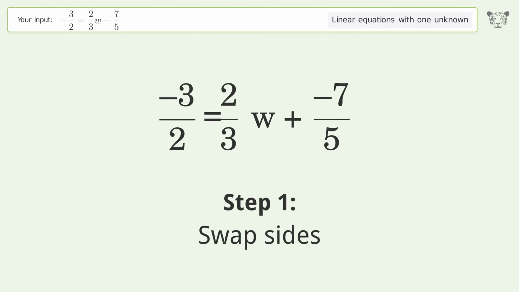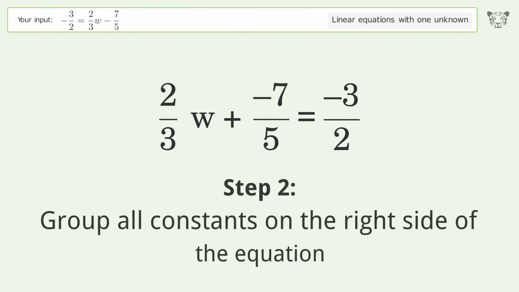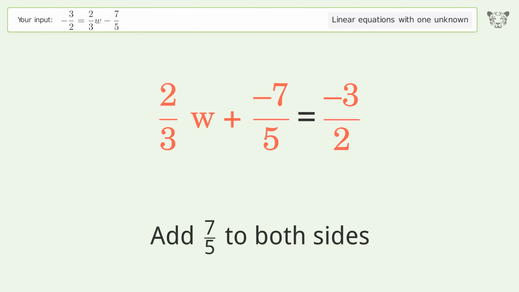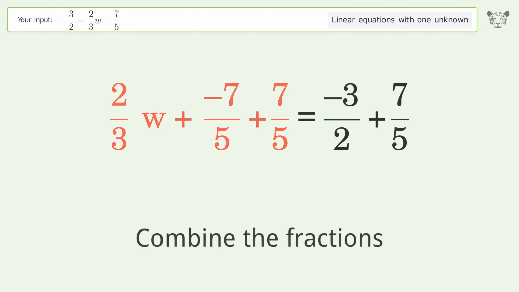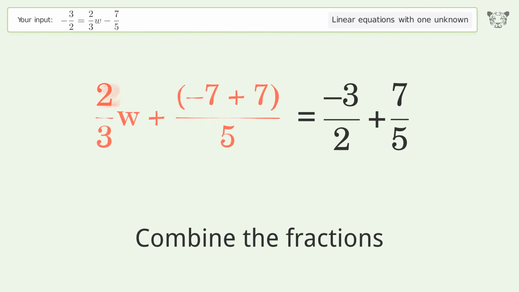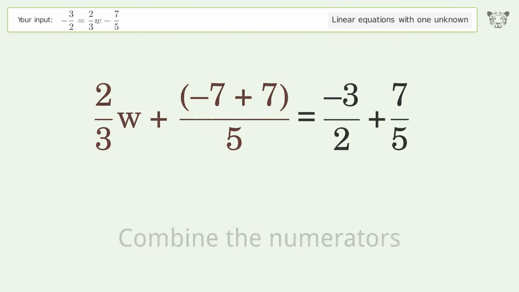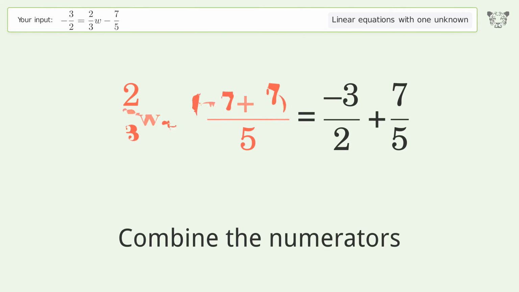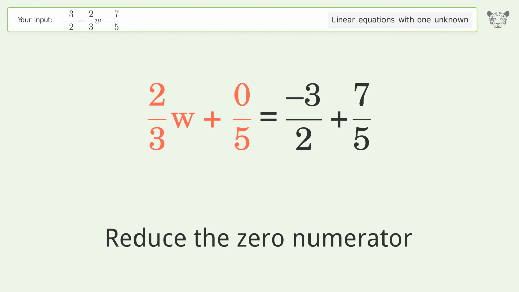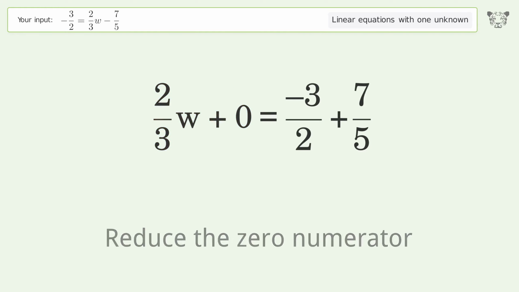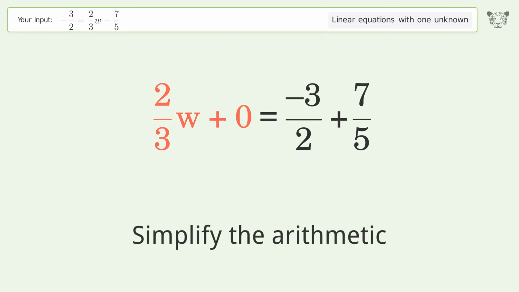Swap sides. Group all constants on the right side of the equation. Add 7/5 to both sides. Combine the fractions. Combine the numerators. Reduce the zero numerator. Simplify the arithmetic.